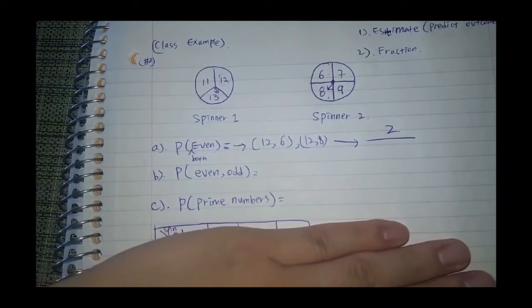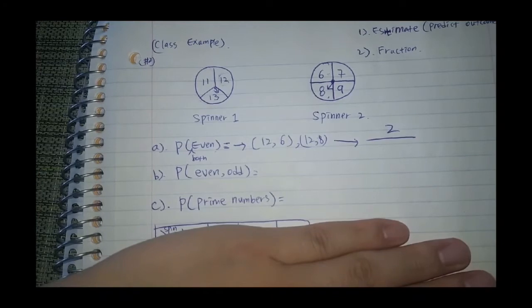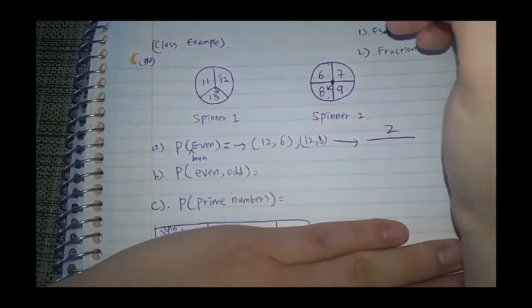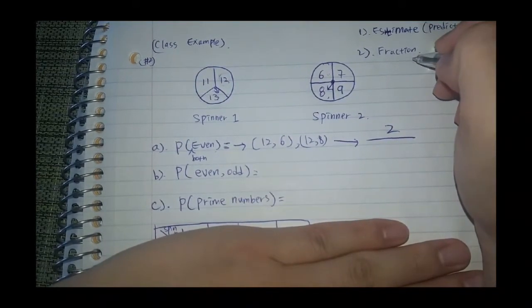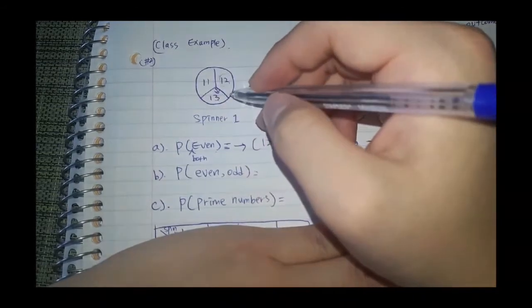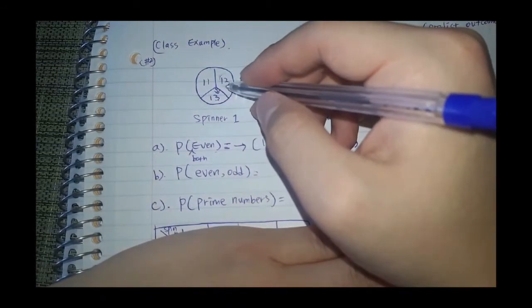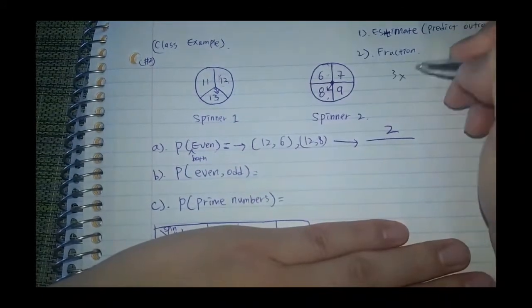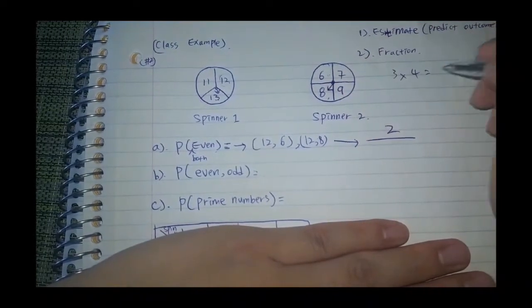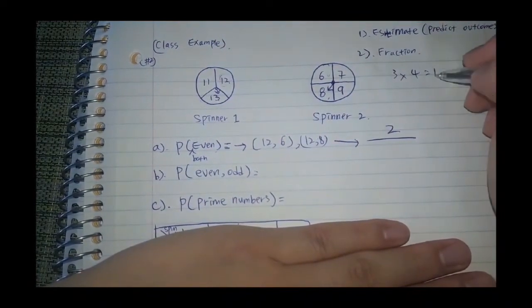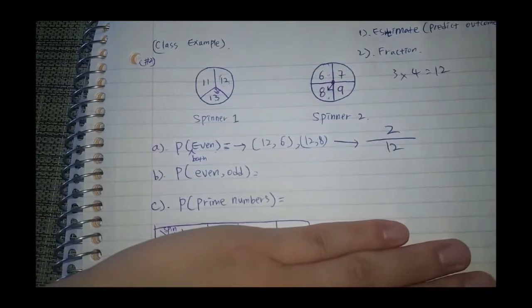Then how can we find the total possibility? Like I mentioned in the previous example, how many total events are possible? How many possible events come out from spinner number 1? That's 3 events. How many in the second one? 4. So theoretically, 3 times 4, that's 12. And 12 should be at the bottom.